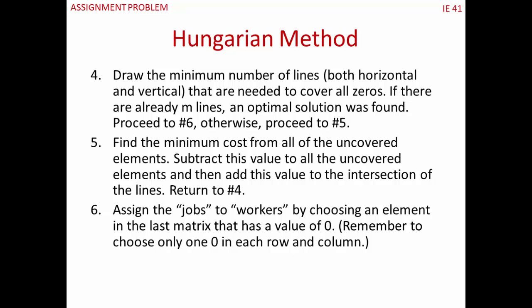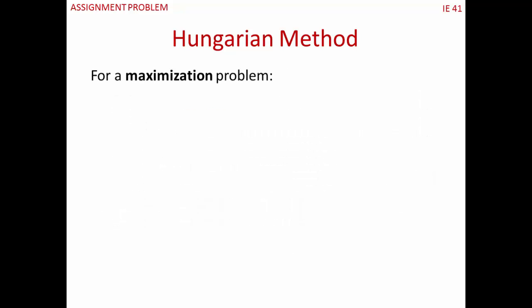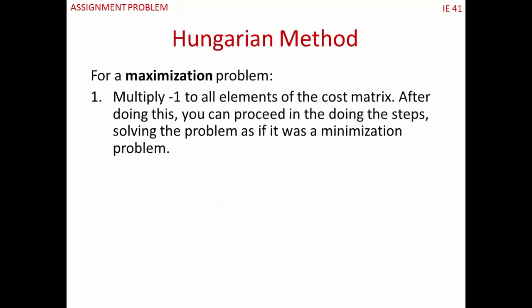The steps shown are only applicable to minimization problems. If the problem requires the maximization of its objective function, you can choose to use any of the following. Step 1. You must multiply -1 to all elements of the cost matrix. After doing this, you can proceed in doing the steps, solving the problem as if it were a minimization problem.